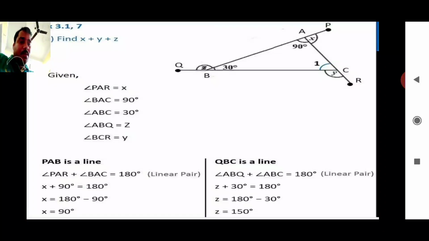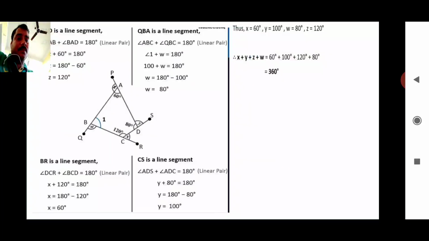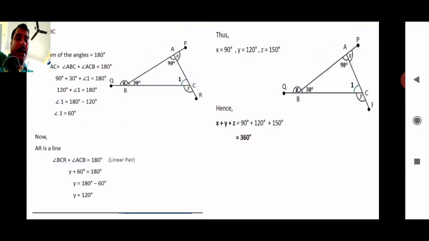Similarly, for z, 30 plus z must be 180. So z equal to 180 minus 30 equal to 150. Then for angle 1, you can apply the angle sum property of a triangle. 90 plus 30, 120. So 180 minus 120 equal to 60 degrees. You can get angle 1 equal to 60 degrees.